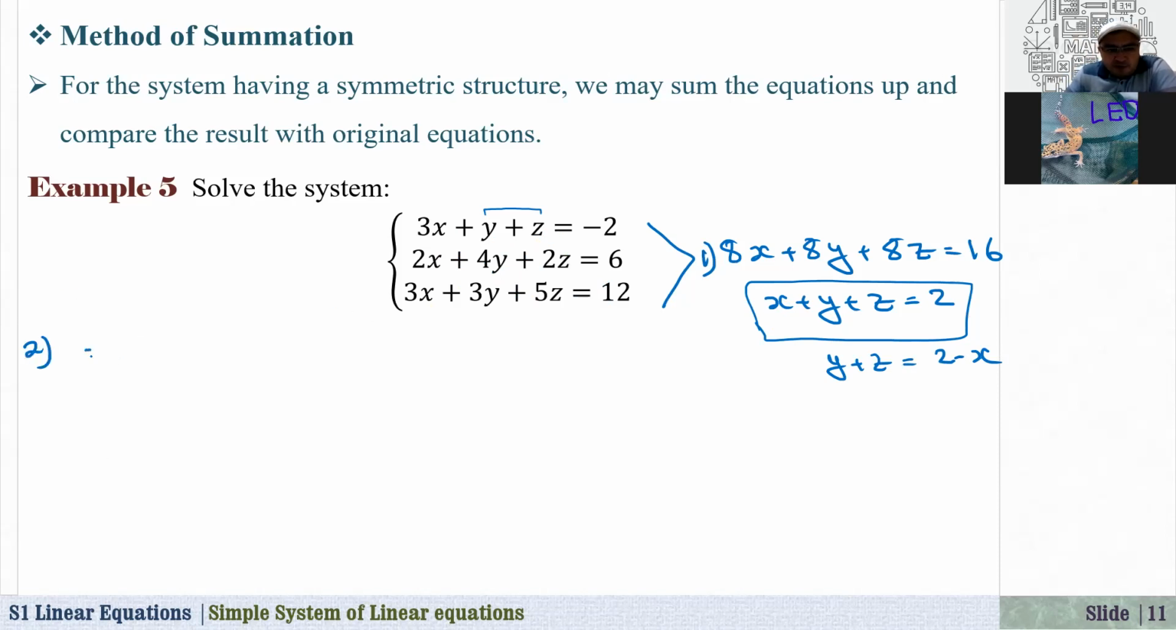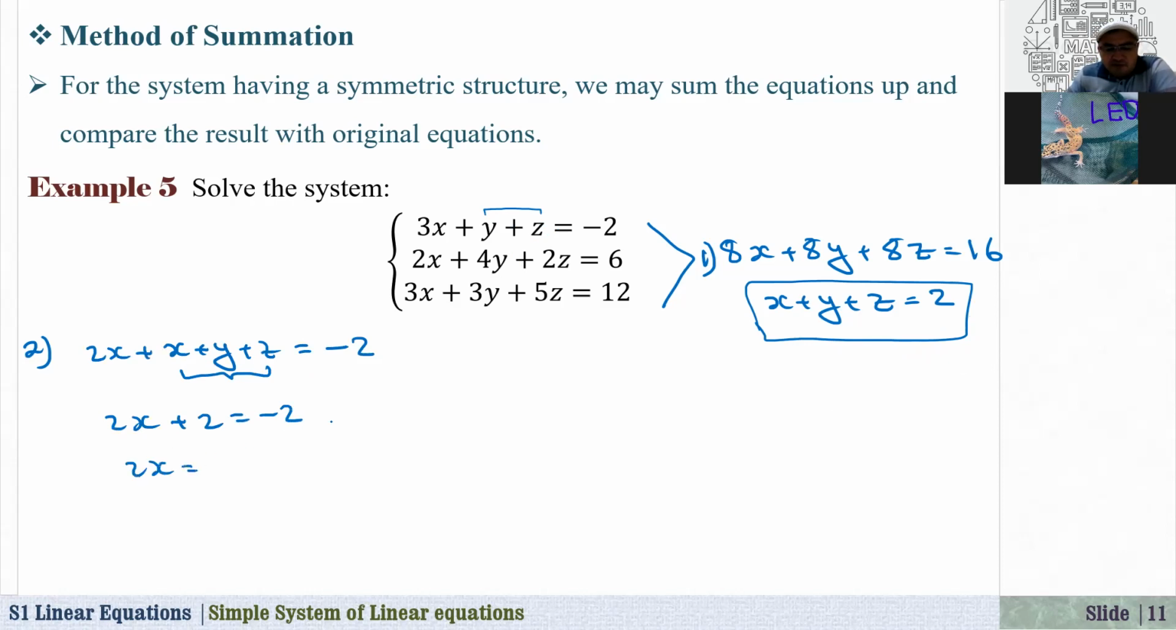Second step, the first equation, 3x plus y plus z. I can just write it as 2x plus x plus y plus z. On the right hand side, we have negative 2. What is this x plus y plus z? That's equal to 2, right? So here we have 2x plus 2 is equal to negative 2.